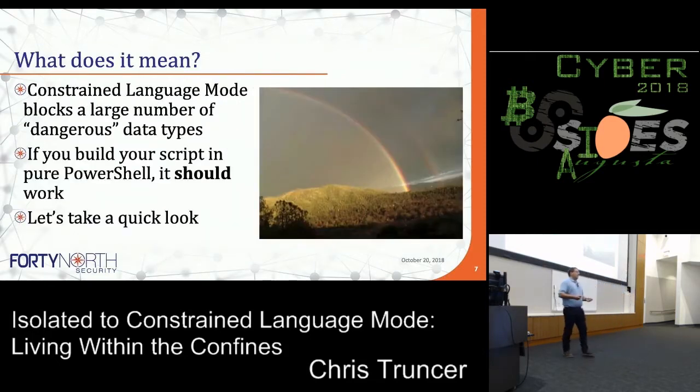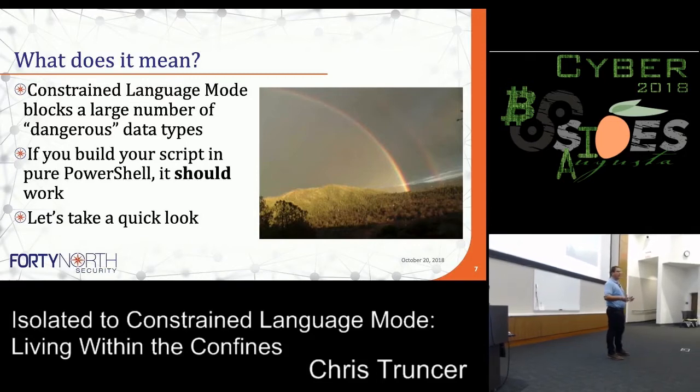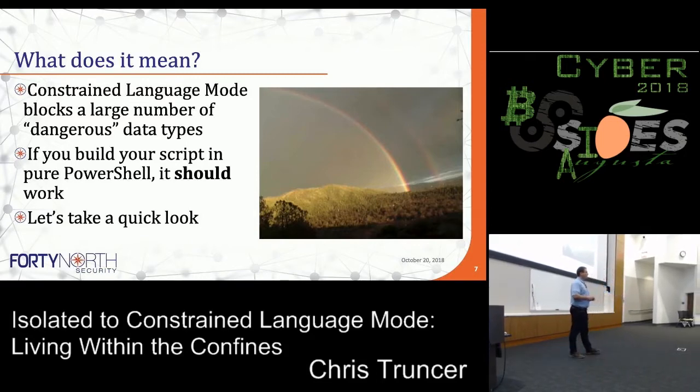So what does constrained language mode mean? Like we said, it's largely used to block dangerous data types. If we can just arbitrarily invoke Windows APIs and use that to inject shellcode into memory, like Beacon or Mimikatz, or interact with dangerous or protected processes like LSASS, then that's not something you really want anyone to be able to do. So it looks to block different tasks that it would consider dangerous. If you build a PowerShell script using pure PowerShell, so we're not invoking any sort of .NET data types or anything like that, then your code probably will work.